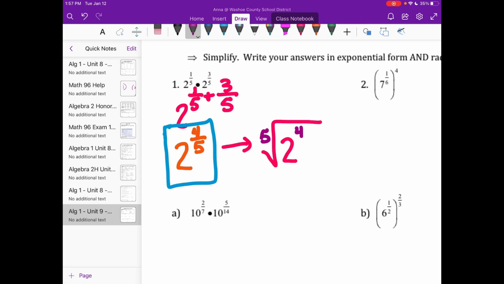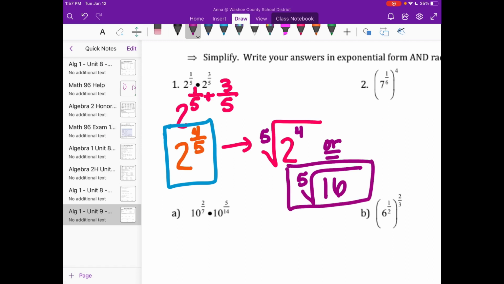I'm okay with this. Your teacher might want you to actually put 2 to the 4th in your calculator. So that's 2 times 2 times 2 times 2, which is 16. So this is your radical form of the problem for number 1.